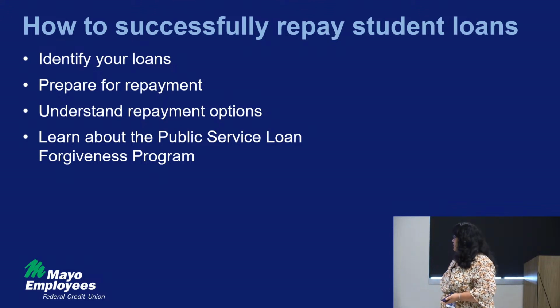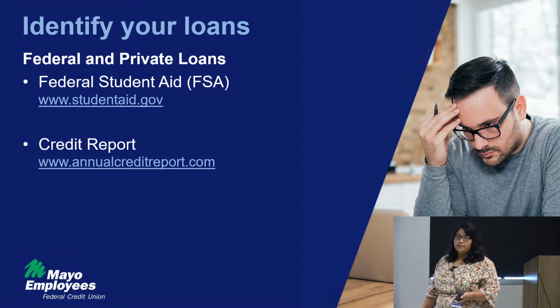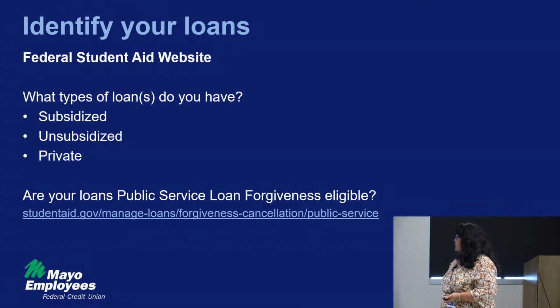And learn about the Public Service Loan Forgiveness Program. So we'll talk briefly about that. And again, identify your loans. Go to studentaid.gov. That's a really great website for anything student loans related. Or you can go to annualcreditreport.com to take a look at your student loans there. You can identify your loans on federal aid websites, studentaid.gov.